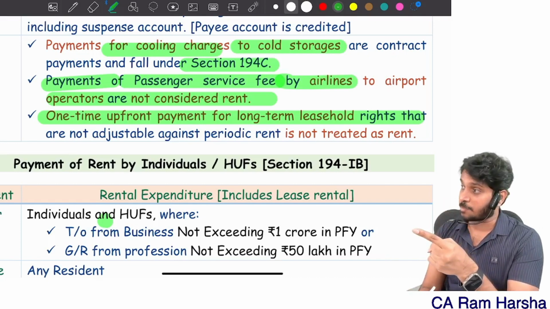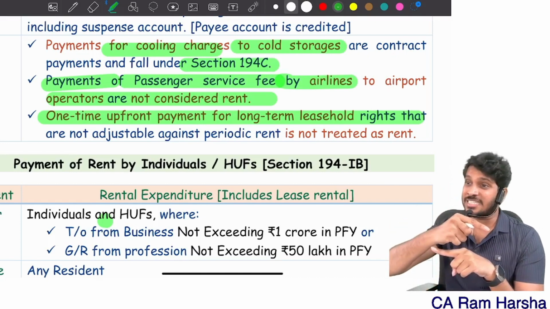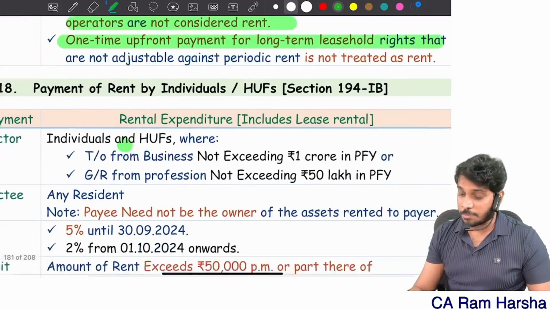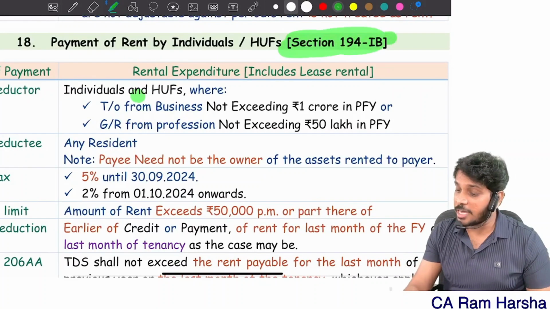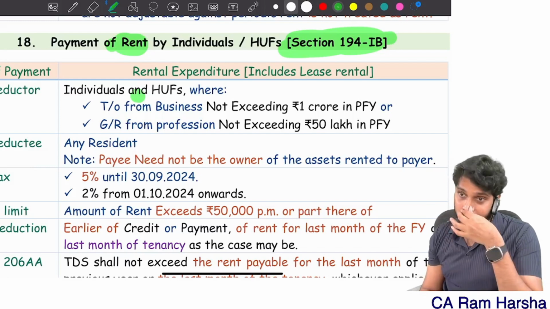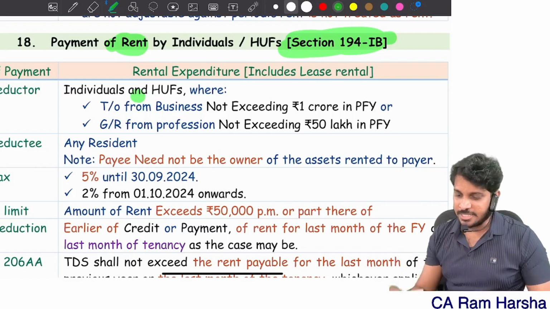Now, 194I does not apply to an individual or HUF if they don't have a business or profession, or they have a business or profession but the last year turnover is less than 1 crore, or last year receipts are less than 50 lakh. For them, 194IB is applicable, because the IB section is also dealing with rent amount only. Rent expenditure only.